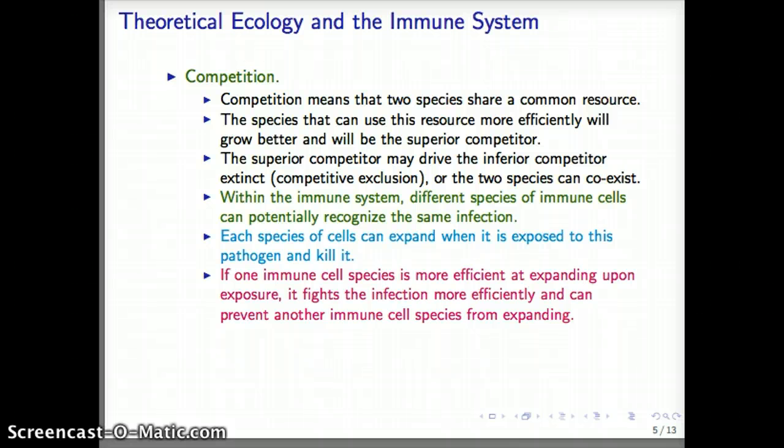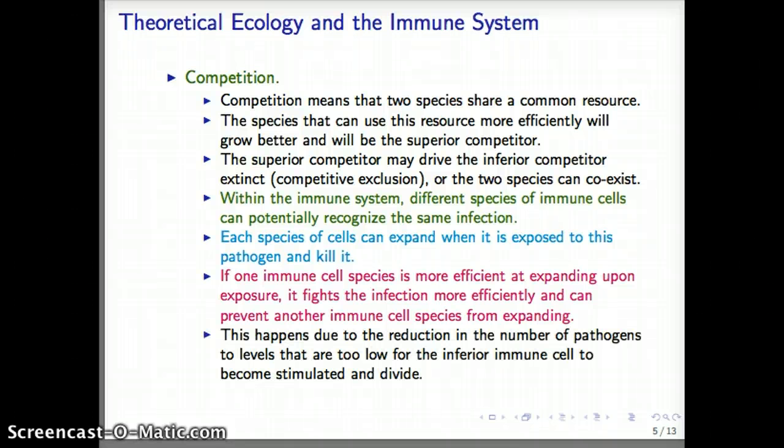Expanding here means cloning, or increasing the number of the same type. And the latter happens due to the reduction in the number of pathogens to levels that are too low for the inferior immune cell to become stimulated and divide.